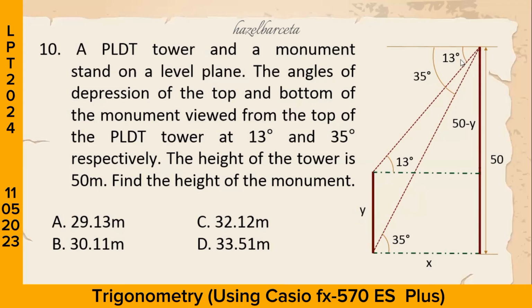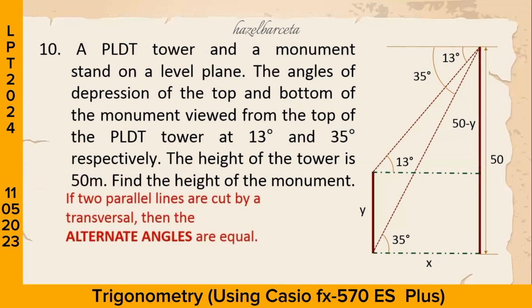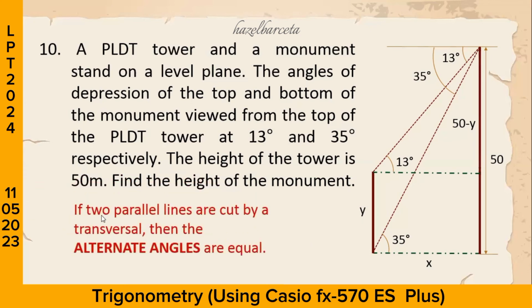Oh, bakit? Diba ang given is angle of depression. Bakit meron po tayo dito ang angle of elevation? It is because of this one. It is said that if two parallel lines, so horizontal, parallel lines, are cut by a transversal, so this is the transversal, this is also a transversal, then the alternate angles are equal. So parallel lines cut by a transversal, so the alternate angles are equal. So this is equal, this is equal.